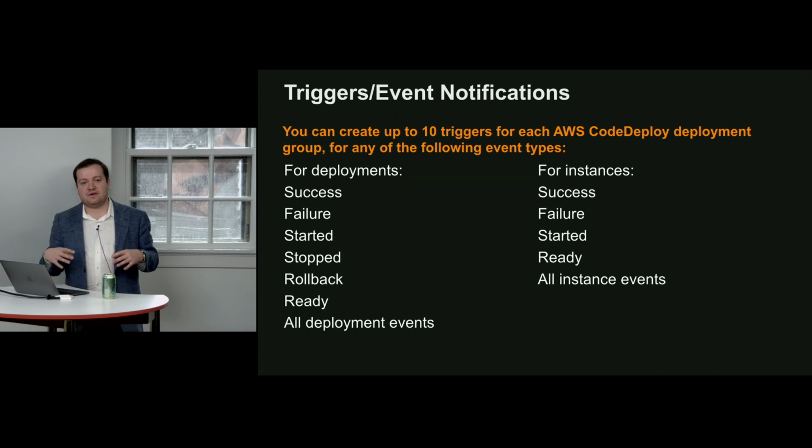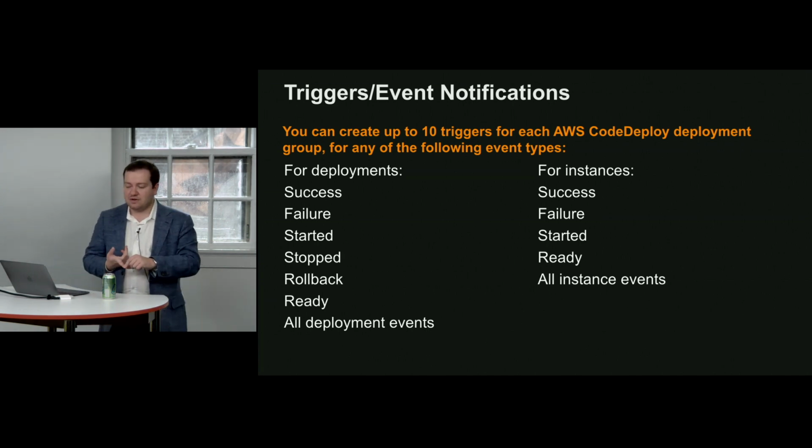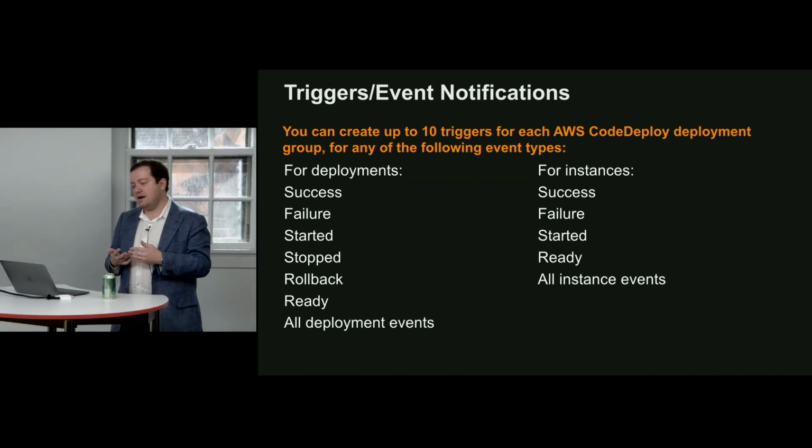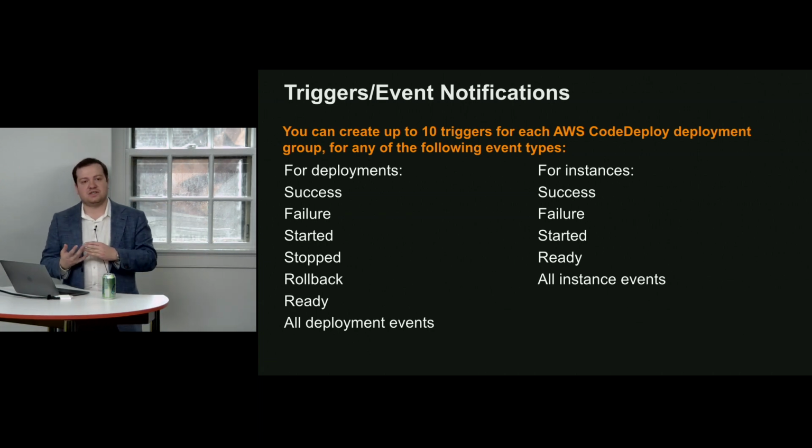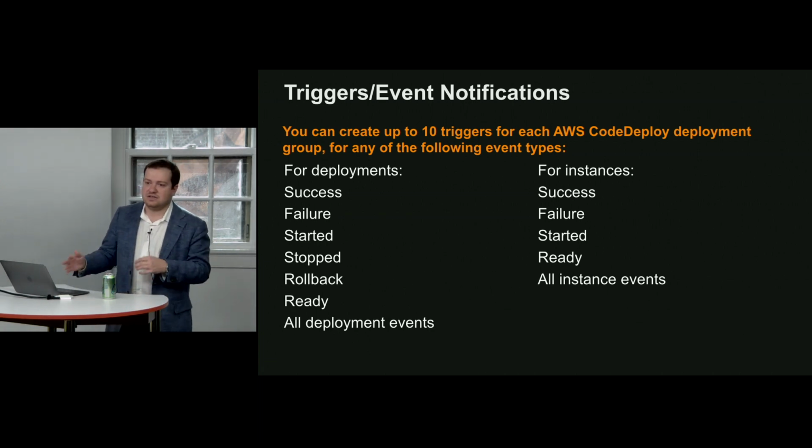So you can set up different event notifications for, did this deployment fail or succeed? Is there a rollback? And so you can send these to email, to Slack, to really anywhere else.